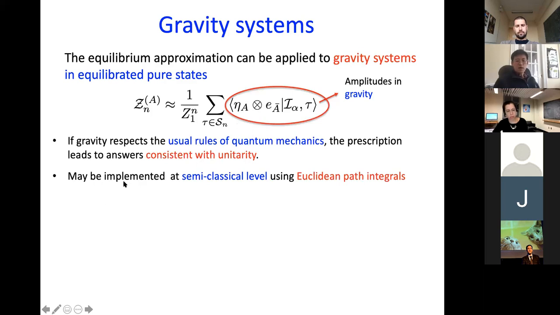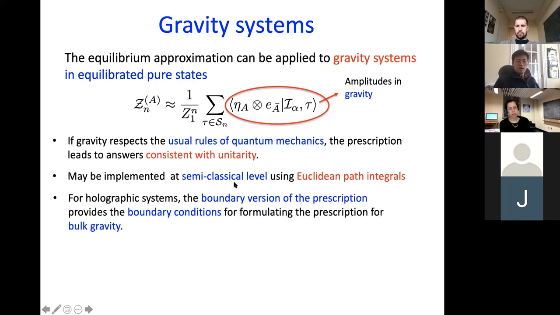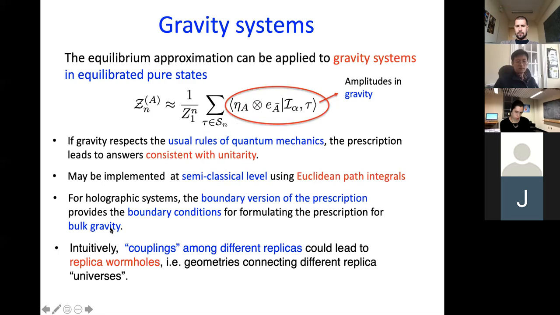This kind of amplitude can also be implemented at the semi-classical level using the Euclidean path integrals. Say if you can represent this I alpha for your gravity system, such as a black hole, using Euclidean path integrals, then you can just calculate it. And then for holographic systems, the boundary version of the prescription provides the boundary conditions for formulating the prescription for the bulk gravity.